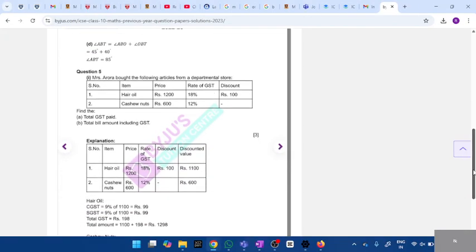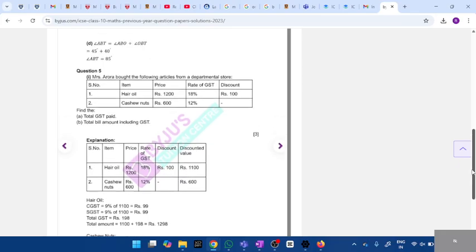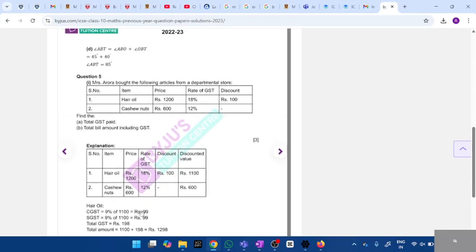Look, students, I'll show you the solution. Do it like this. Look here. Write air oil, CGST, SGST, total, and total amount. Discount is given. Subtract the discount, 1100. Table is not required.